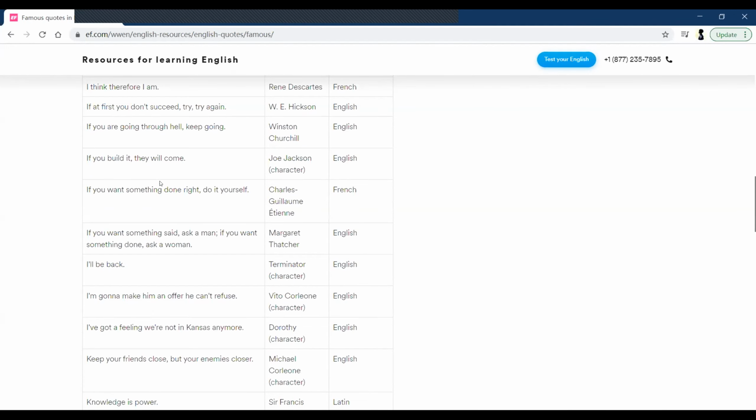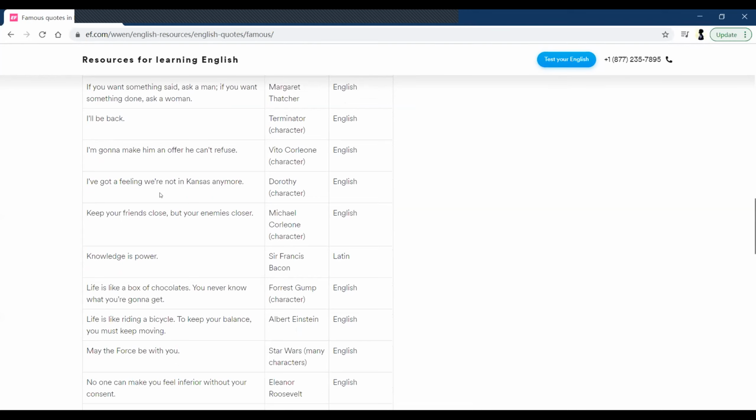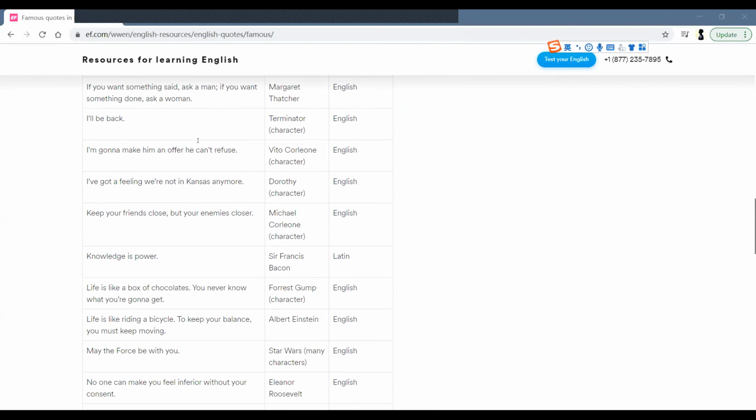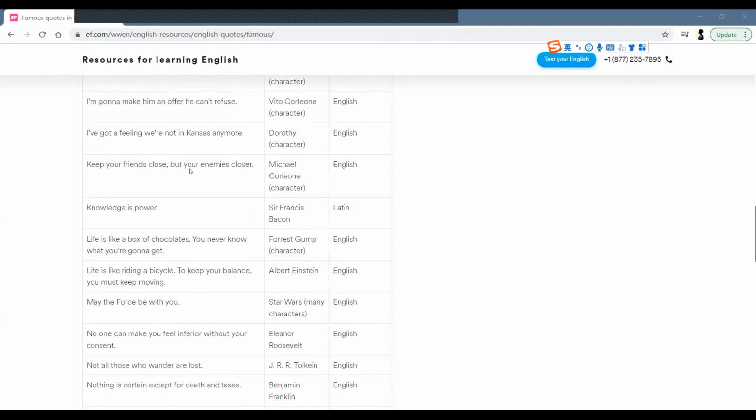"I've a feeling we're not in Kansas anymore." That's from Dorothy. It's from, I forgot what the movie is called. It's something with the yellow brick road. It's a very famous movie, but I forgot the name. Yeah, sorry, the Wizard of Oz. It's from The Wizard of Oz. It's an iconic movie, I guess.